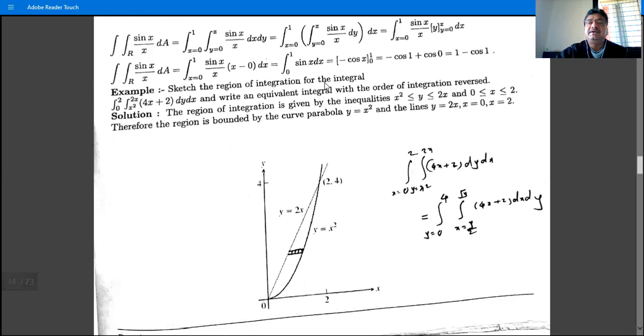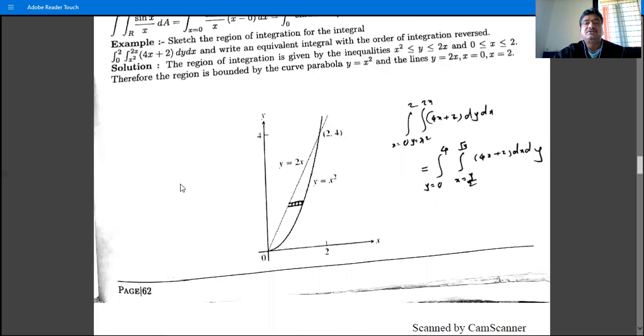Sketch the region of integration for this integral, and write an equivalent integral with the order of integration reversed. That is, we have to change the order of integration. And in order to change the order of integration, draw the figure. So how can you draw the figure? Sketch the region of integration. So in order to draw the region of integration, consider the limits of these integrations.